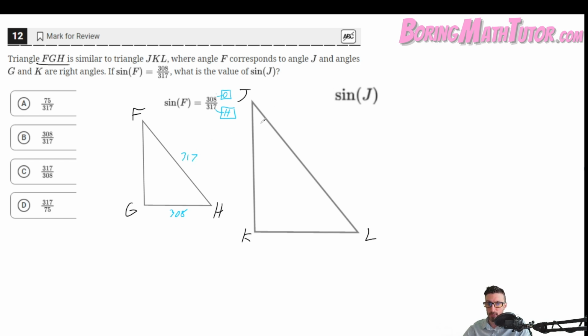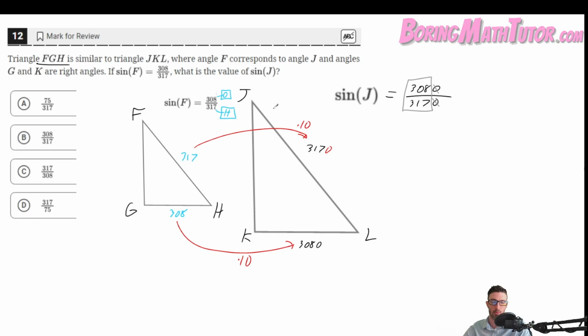Now for J, because it's similar, that must mean that I'm going to have all of these sides multiplied by the same thing in order to get me to the other sides. Now, maybe it's as simple as 10. If it's as simple as 10, then I'd have 317 with an extra 0 at the end of it, and 308 with an extra 0 at the end. And if I were to set up the opposite over hypotenuse for that, you would get 308 with a 0, 317 with a 0, but those zeros would cancel out. So you would get the same thing.